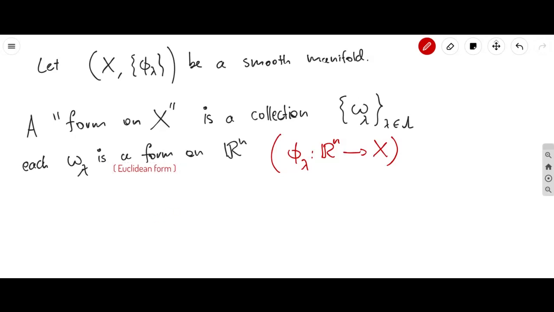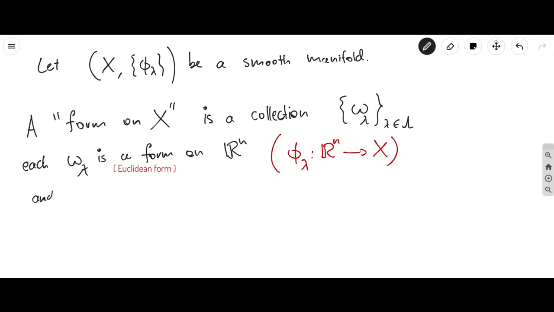This is the reason why in the previous lecture we talked about Euclidean forms. We know what differential forms are in Euclidean space. And then the way you define a form on a manifold is you rather define forms on the charts. The charts are Euclidean. So these are just a collection of Euclidean forms, one in every chart. And we want this collection to be coherent. It's exactly what we have with smooth functions. We want them to be coherent.